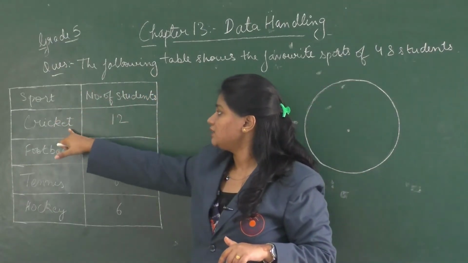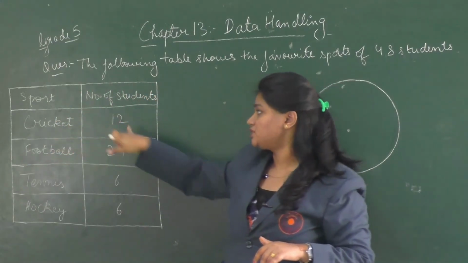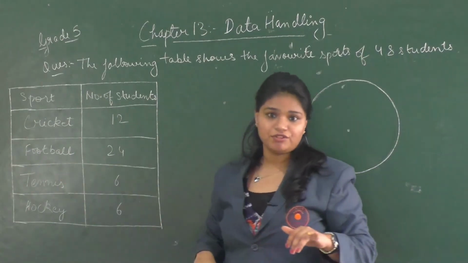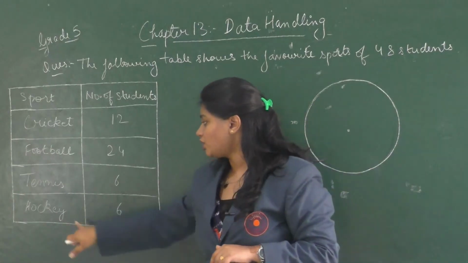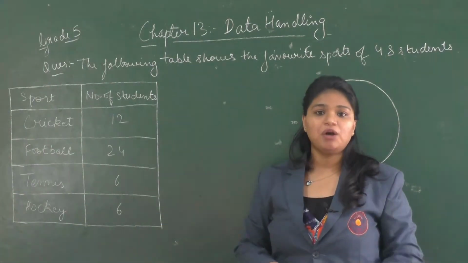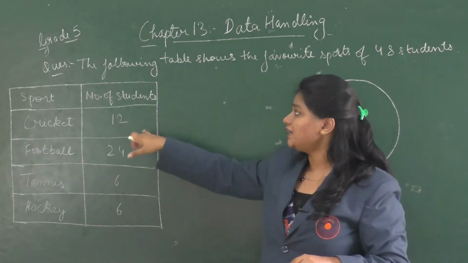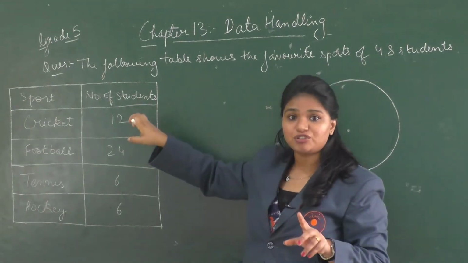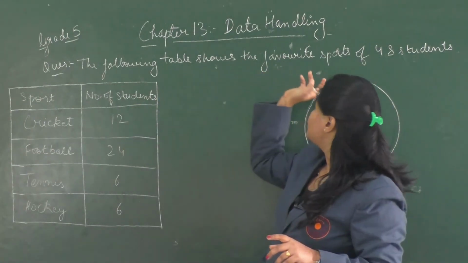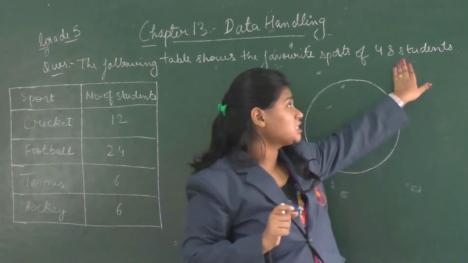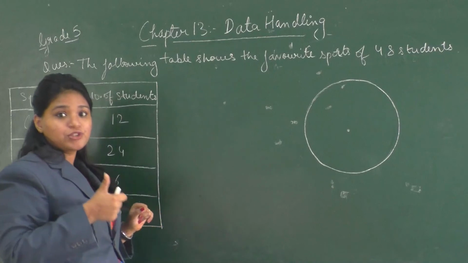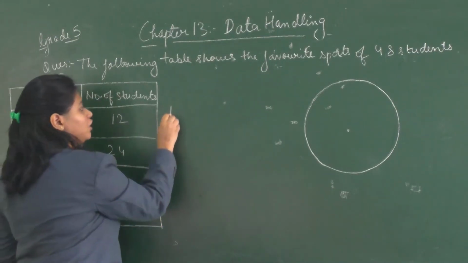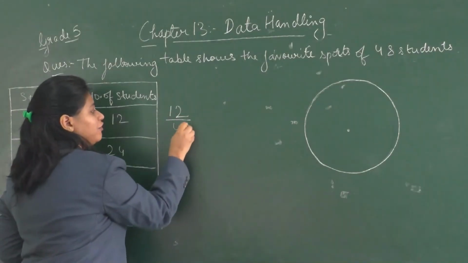So for cricket, now cricket is a favorite sport for 12 students, football is a favorite sport for 24 students, tennis is liked by 6 students, and hockey is liked by 6 students. Now the first step is you will represent the number of students in a fraction form to the total number of students. Now the total number is 48. So the students liking cricket is 12. So the fraction will be 12 by 48.